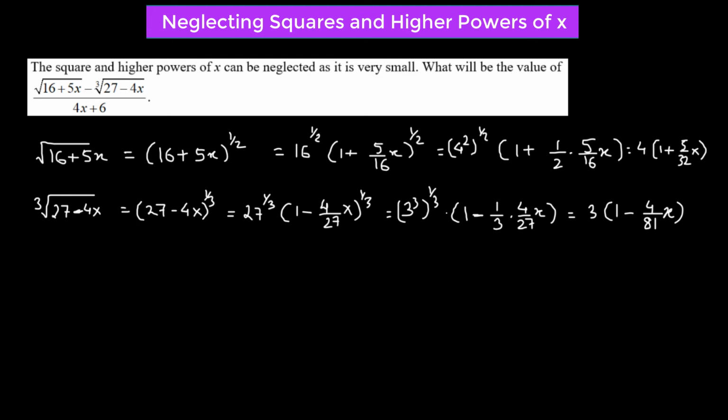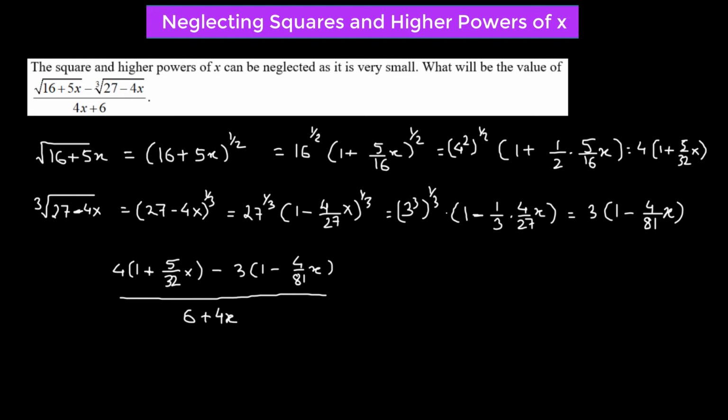Now we plug this value into our expression, so that would give us 4 times (1 + 5/32 x) for the first term, and then for the second term we have 3 times (1 - 4/81 x), divided by 6 + 4x. Then we multiply and distribute 4 to each of the terms. In the first expression we have 4 plus 5/8 x, minus 3 times 1 is 3, plus 4/27 x, divided by 6 + 4x.